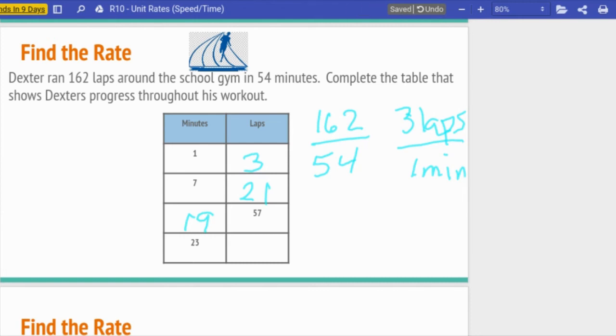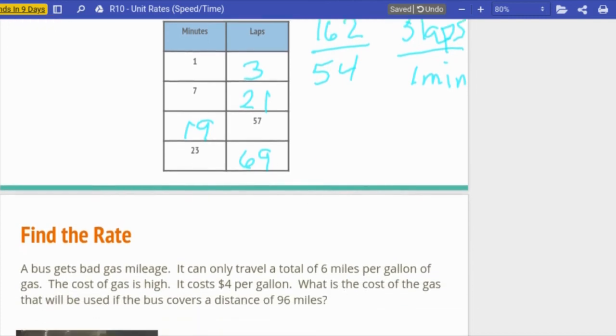And to get from 1 minute to 23 minutes, I would need to times by 23. So 3 times 23 is 69. In 23 minutes, he would have gone 69 laps. That's what your table should look like.